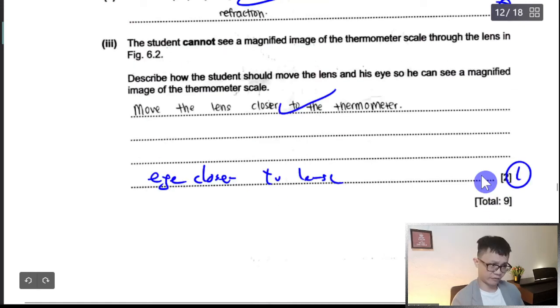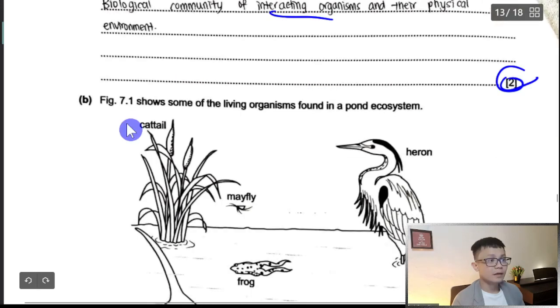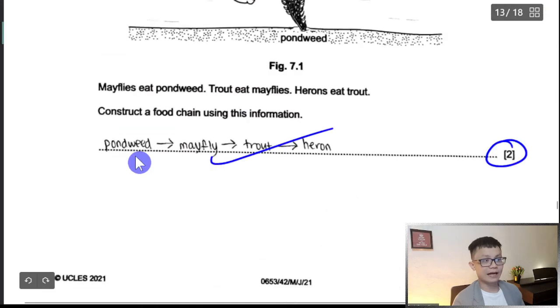Define the term ecosystem: biological component of interest, organisms and their physical environment. Okay, so I just give 2 marks. Actually, the marking scheme says: unit containing all organisms in their environment interacting together. Interacting, you get 1 mark, and 1 more mark for unit of all organisms. But I still gave it correct because they wrote biological community, and I put it down, so I just gave 2 marks. Show some organism. Okay, this is an organism. Write a food chain. This one you know, food chain and so on. You get 2 marks. Just follow.